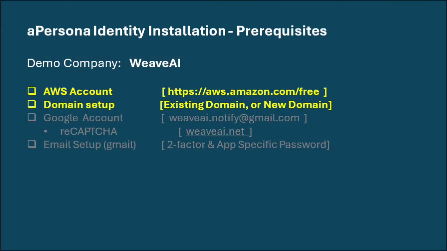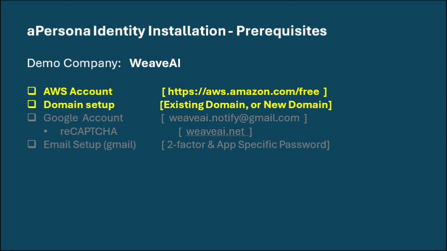So let's begin with the prerequisites. We have just a few things to do. In this section of the prerequisites, we will cover setting up an AWS test account if one does not already exist, and showing how to set up the domain and DNS settings for the installation. These are both required for the aPersona Identity installation. First, if an AWS account does not already exist, we simply follow the link as shown on the screen to set up an AWS test account. Then return back to this video to continue.